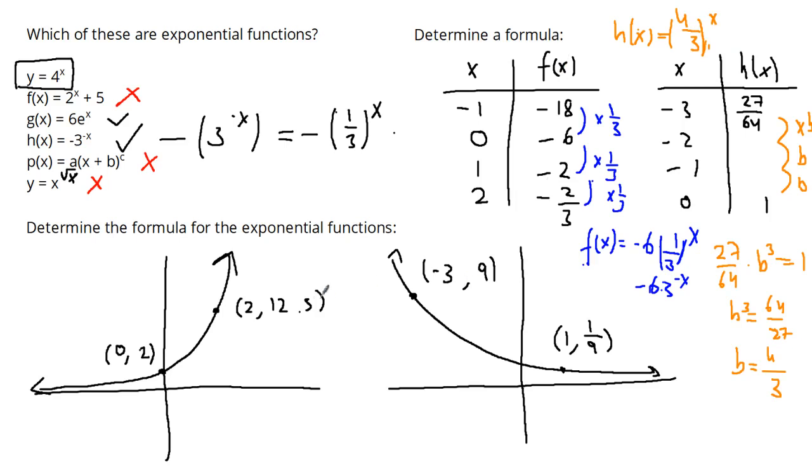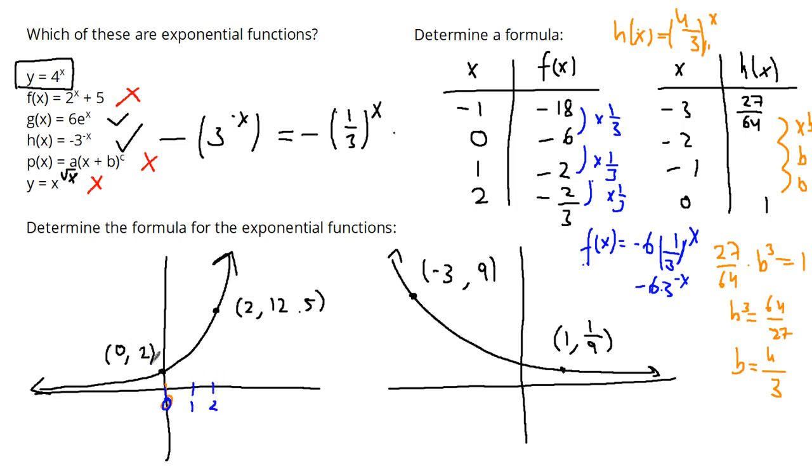Determine a formula for the exponential functions. This is 12.5. Okay, so we do basically the exact same thing. We have this 0 right here, and then we have 2. So this is 0, this is 1, and this is 2.